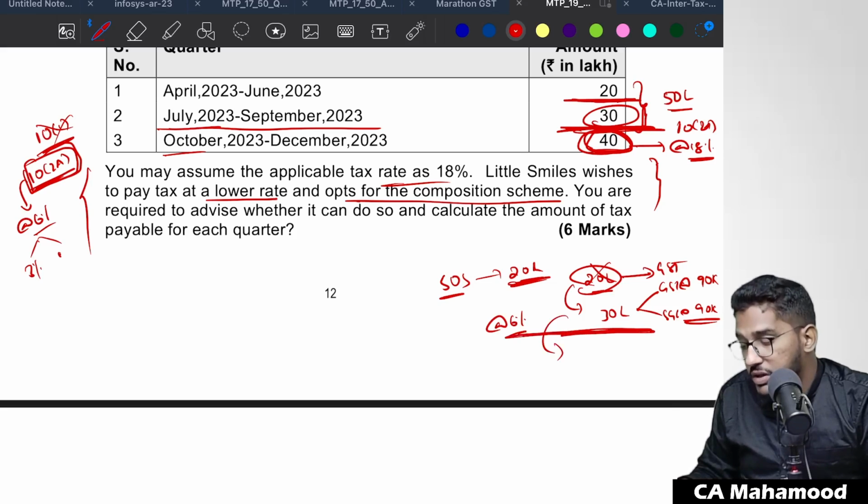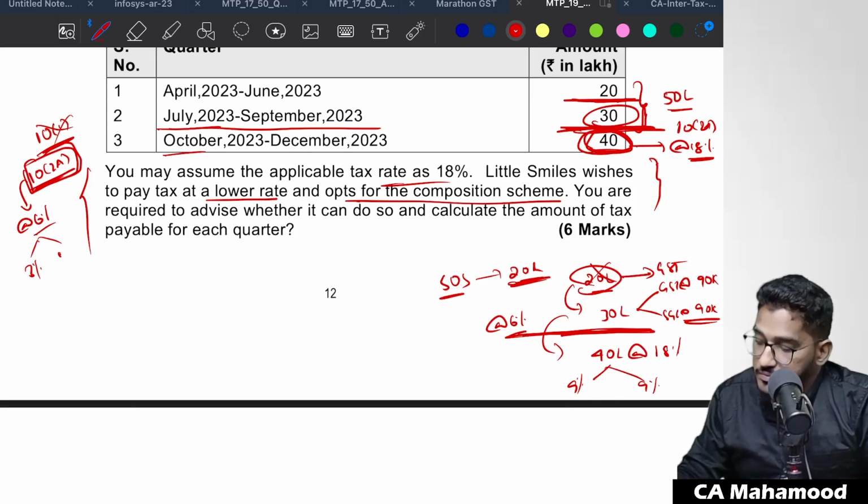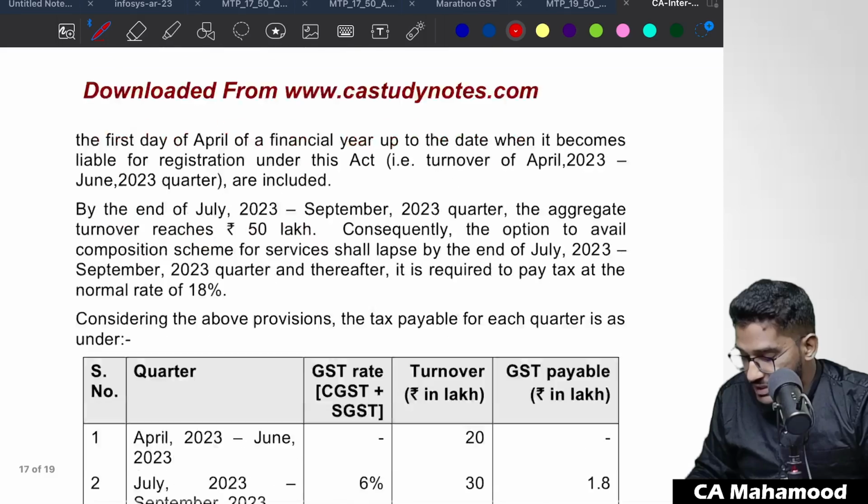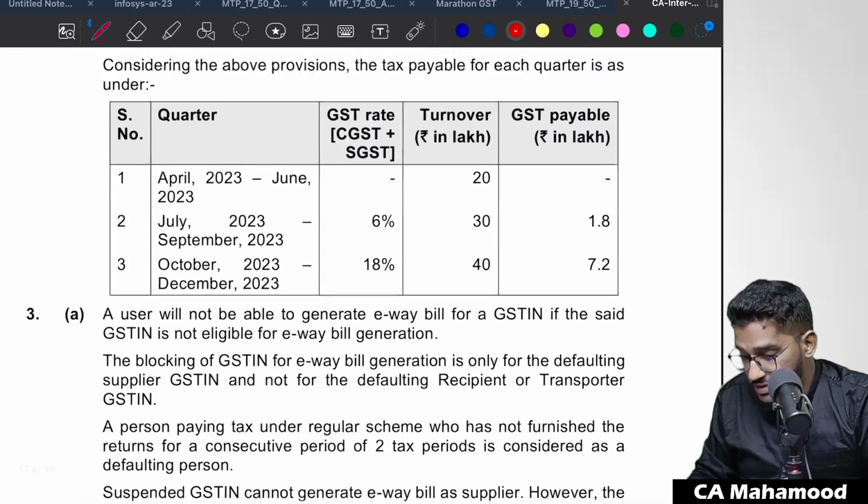Then after that, whatever turnover you do, on that you become liable to pay GST as a regular dealer, at the rate of 18%. So on this 40 lakh rupees, 9% CGST, 9% SGST you have to pay. Understood? So the same thing. So they say a lot of descriptive information, but this is the gist of the question.